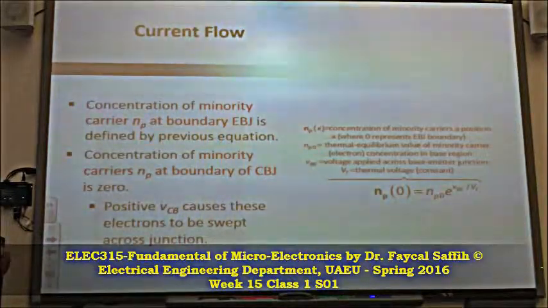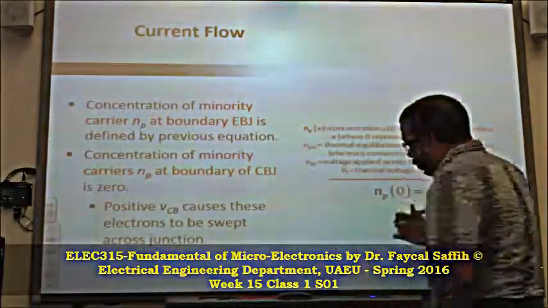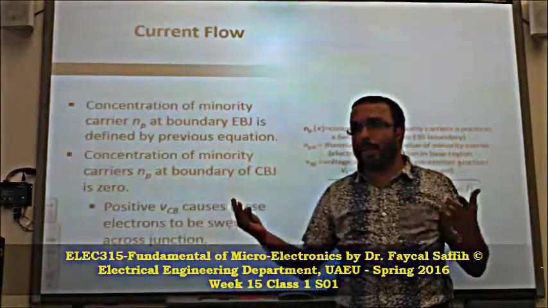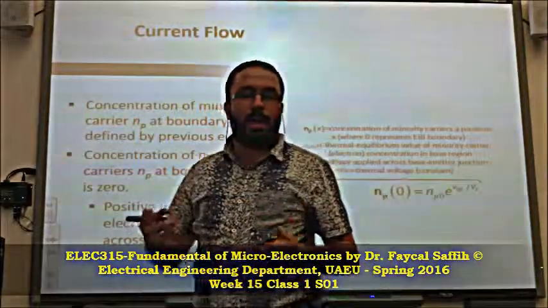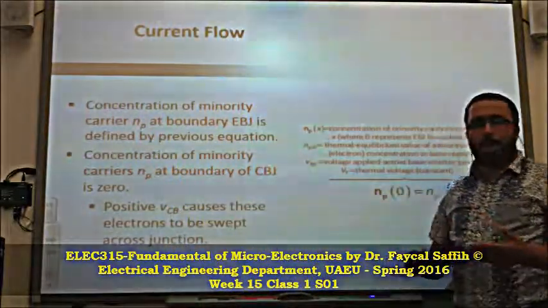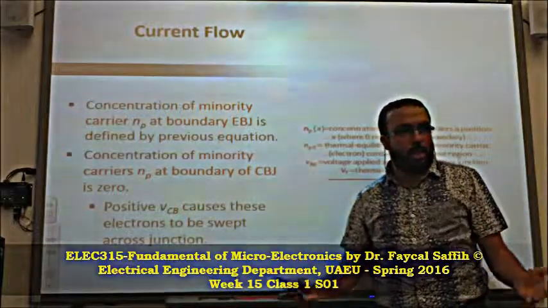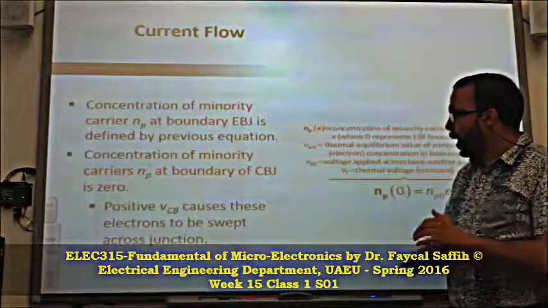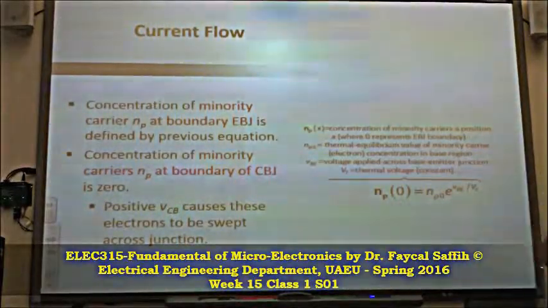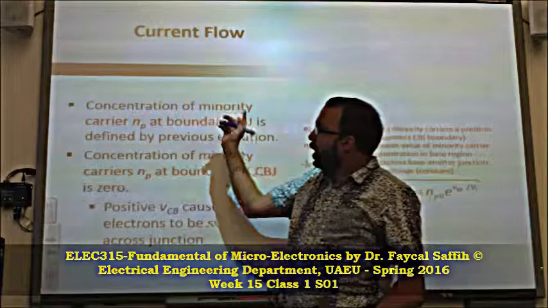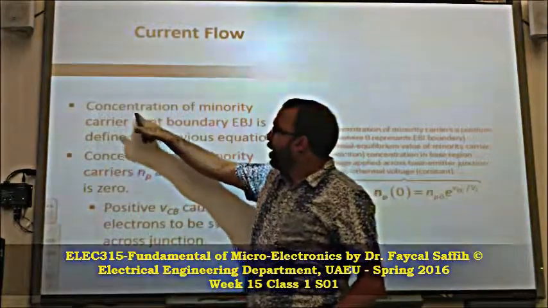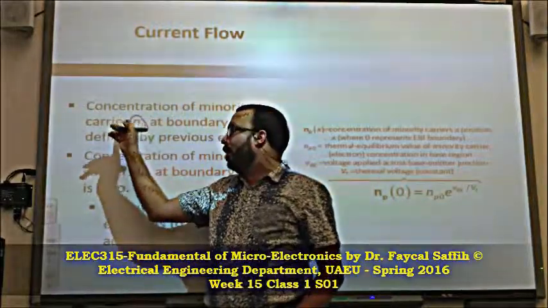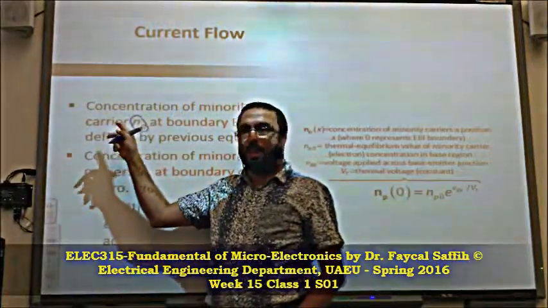Alright, so the current flow. Our target is to eventually get the equations that govern the behavior of the BJT. To do that, like we did with the diode, we have to look at the concentrations, and from there we build the current, and then eventually we get the IV characteristic. So the concentration of the minority carriers, meaning NP. What are the minority carriers here? When we write N, like this, they are the minority.